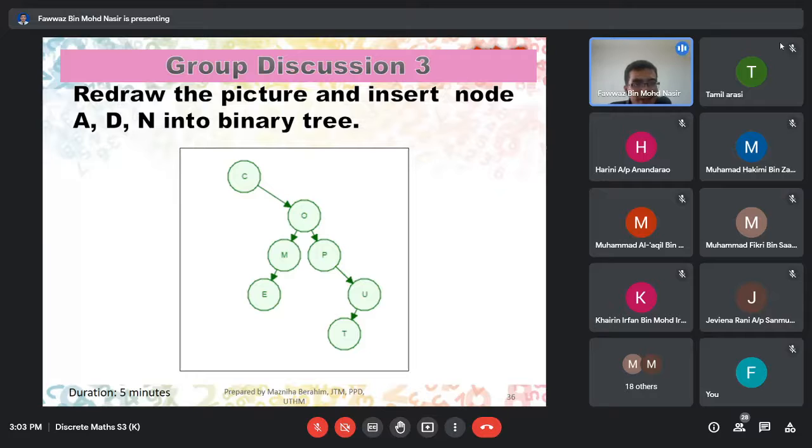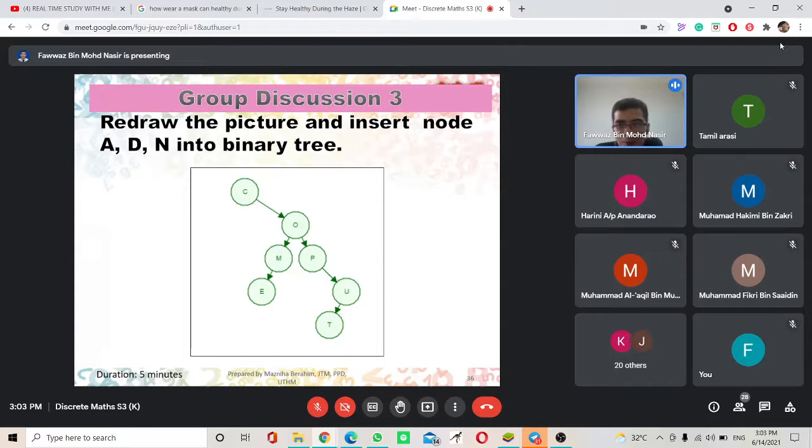Okay, kemudian this example, yang ni korang boleh try nanti lepas kelas nanti. Okay, basically dalam contoh ni dia dah bagi siap-siap tree yang binary tree.